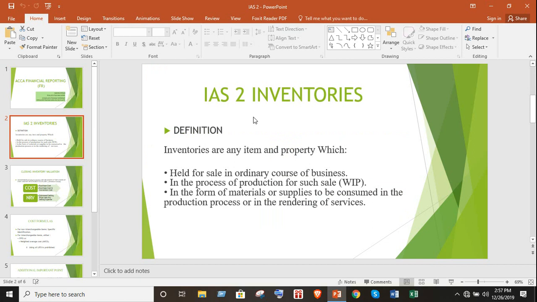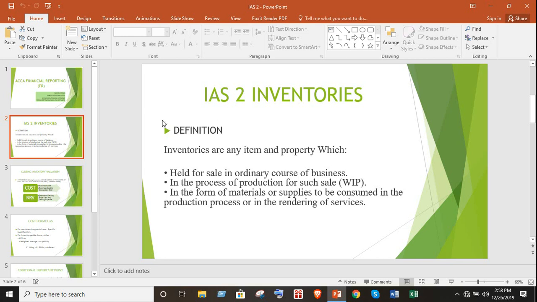First of all, I'll try to make you understand the accounting treatment of inventories. But before that, we need to understand the objective of IAS 2 Inventories. The main objective of IAS 2 is to prescribe or provide the accounting treatment and measurement of inventories. To give the accounting treatment and measurement of inventories, at first we have to know what inventory is.